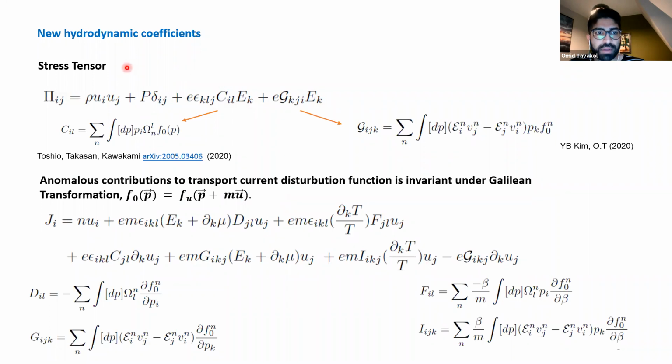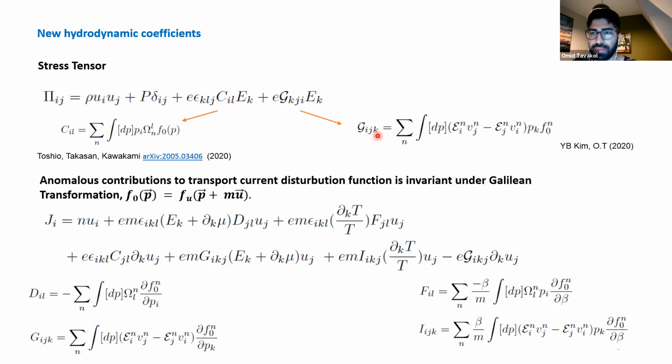Okay. Now to talk about constitutive relations in hydrodynamics, those two contributions coming from the artificial magnetic field and artificial electric field give rise to two new coefficients. You can call them CIL or KLG here. This CIL is a new coefficient found by Toshio and his collaborators in 2020. And this KRG is something that we found in our paper.